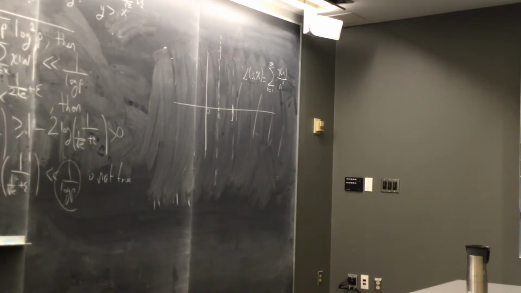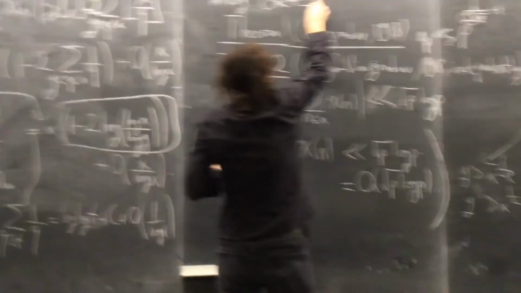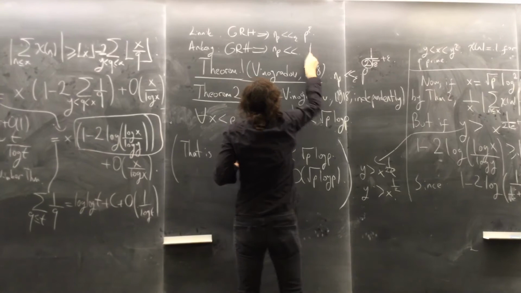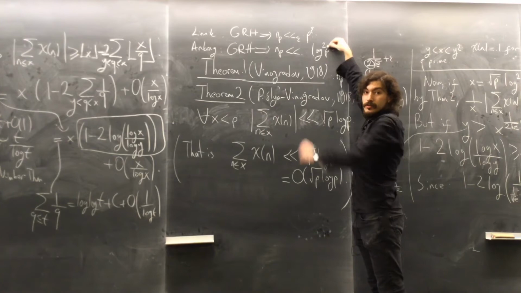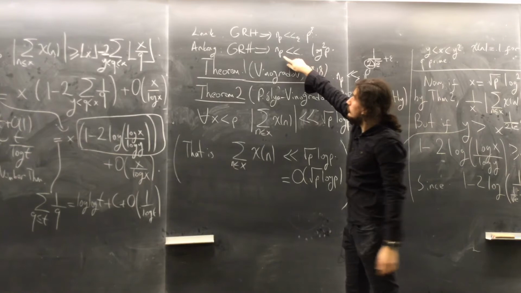What is interesting is that if GRH is true, then NP is bounded by log squared P. So more is true. Which one is larger, P to the epsilon or log squared P? P to the epsilon is larger. This is smaller, so this is a better bound for NP. So if GRH is true, the least quadratic non-residue is very small in terms of P.